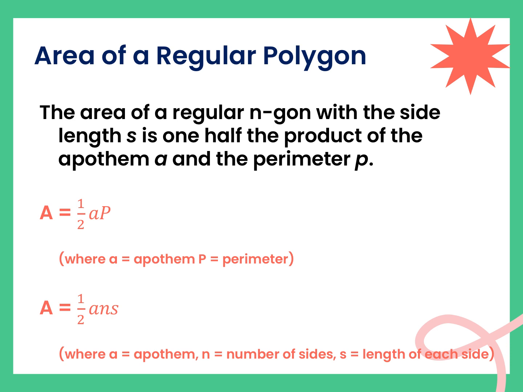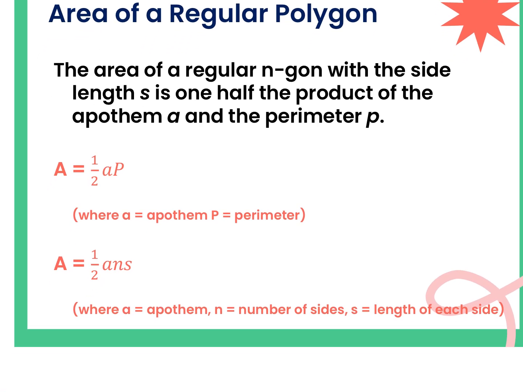So it says the area of a regular n-gon with side length s is equal to 1/2 the product of the apothem and the perimeter. Where a in this formula represents the apothem and the capital P represents the perimeter, that's how we're going to get the area of a regular polygon. Remember, the word regular in front of a polygon name means all angles and all sides are the same.